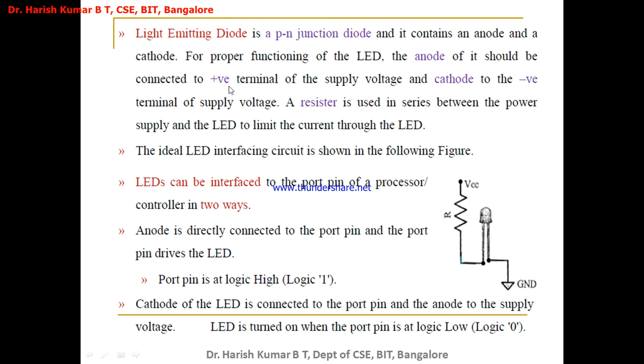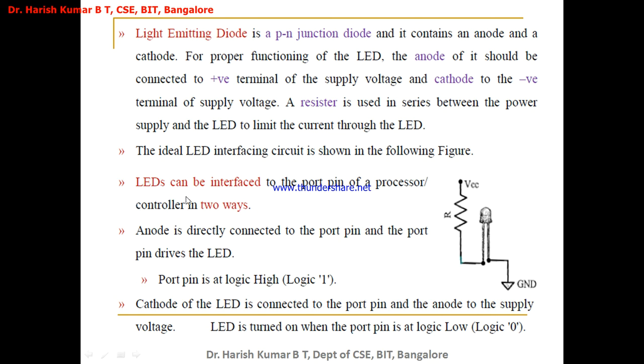Now the anode is always connected to the positive terminal of the supply voltage. You can observe here, this is the anode which is connected to the positive terminal, and the cathode is always connected to the negative terminal or the ground. And a resistor is also used between the power supply and the LED to limit the current flow through the LED. And this is the pictorial representation, the diagram of the LED. This is the anode and this is the cathode, and the anode is connected to VCC, and there is a resistor also just to limit the current flow to the LED, and we have the cathode connected to the ground.